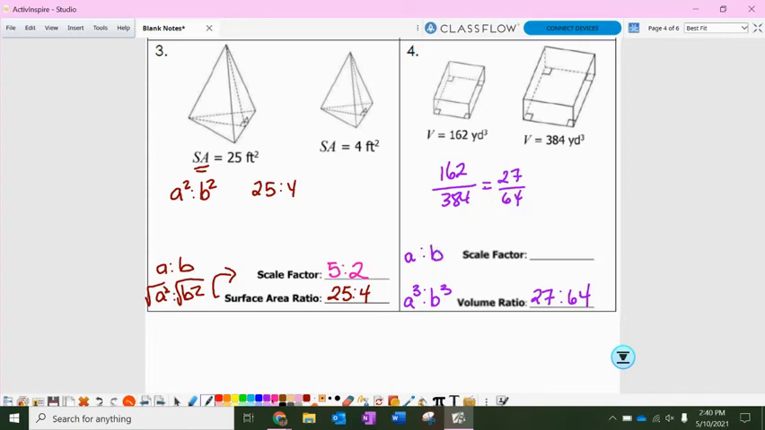So how do we undo a cube? With a cube root. So we're going to take the cube root of both of those. The cube root of 27 is 3. The cube root of 64 is 4. So the scale factor is 3 to 4. If they asked us for the area ratio, now that we have the scale factor, 3 to 4, we could just square those numbers to get the area ratio if we wanted.